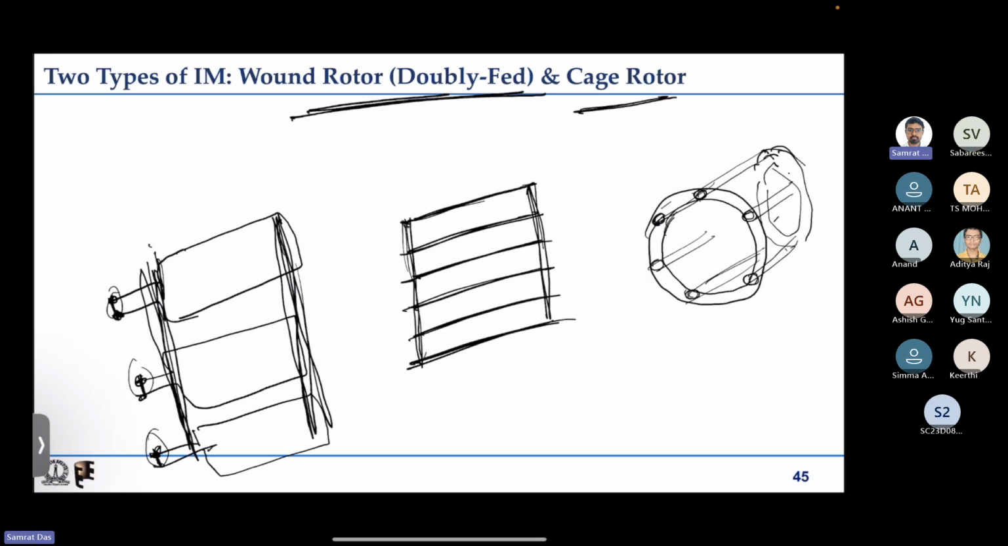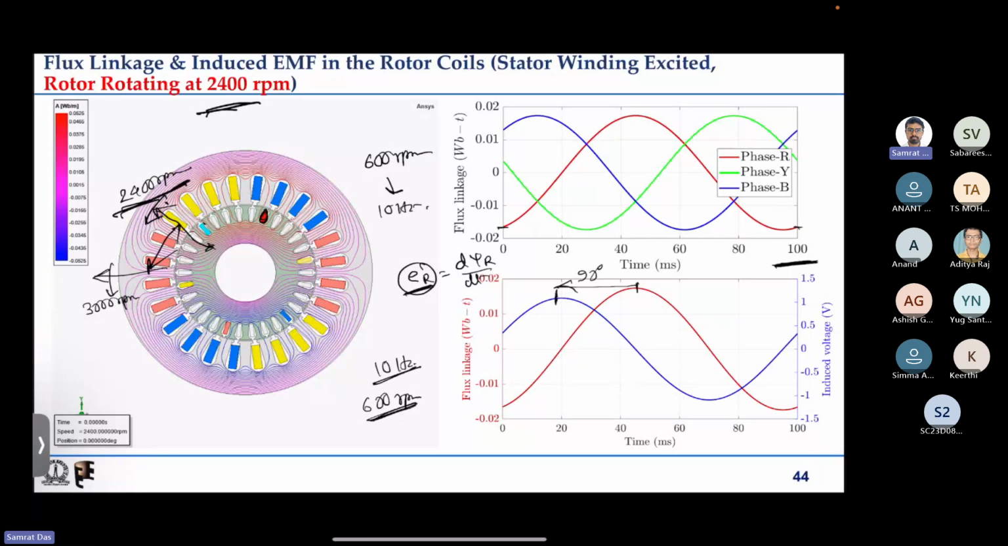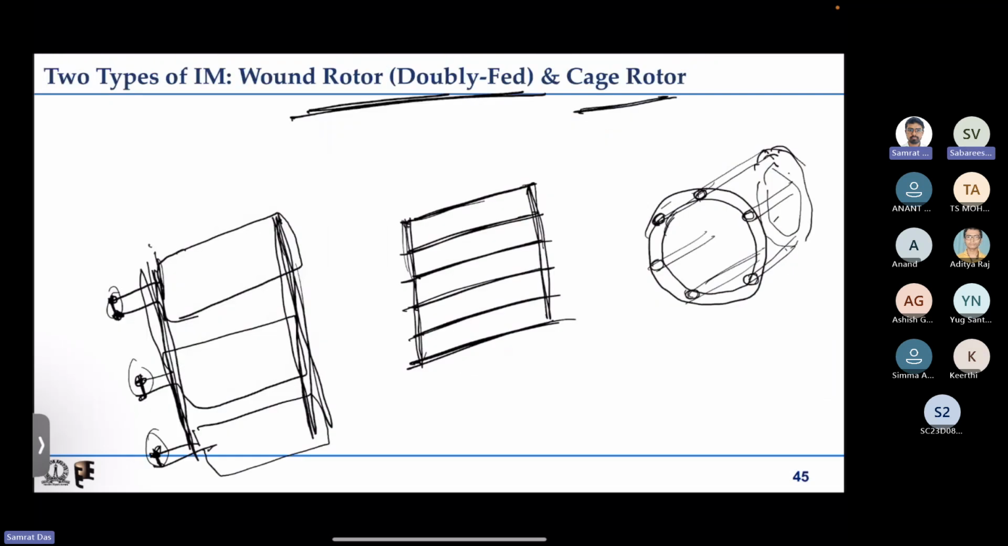We have physically made this like a turn, like a coil. So physically we have two terminals, and we can look at the flux linkages in those two terminals. Now we will go into the bars and see what happens in that case. Yeah, you can go. Thanks. Any other question?